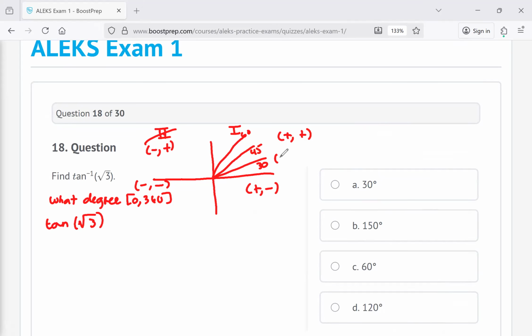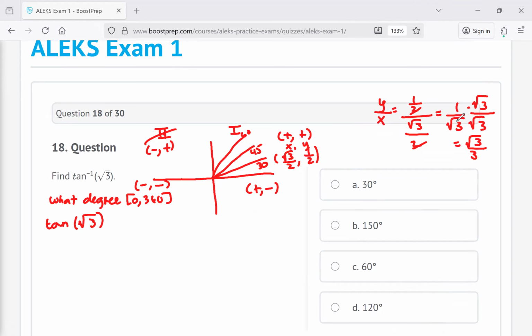So do you know what is the coordinate for 30 degrees? This is something you should know. The coordinate of 30 degrees has an x coordinate of radical 3 over 2, and a y value of 1 half. Let's test that. So this is your x, this is your y. What is tangent? Y over x. So my y is 1 half, and my x is radical 3 over 2. As you can see, the 2's cancel, and you're left with 1 over radical 3. And if you rationalize the denominator by multiplying by radical 3, this will never give you radical 3. It'll give you radical 3 over 3.